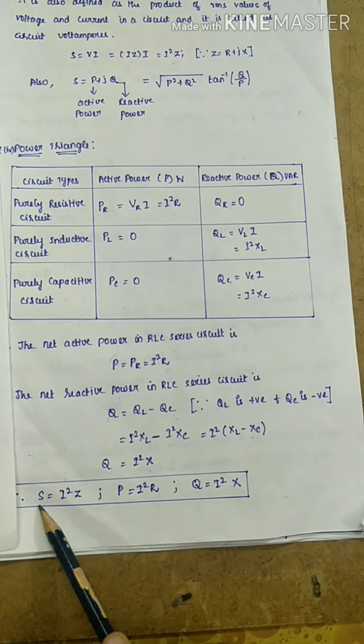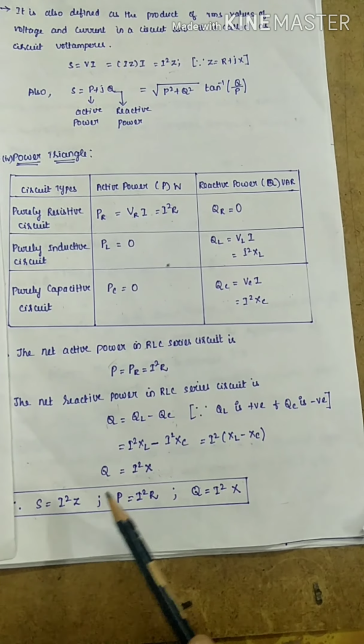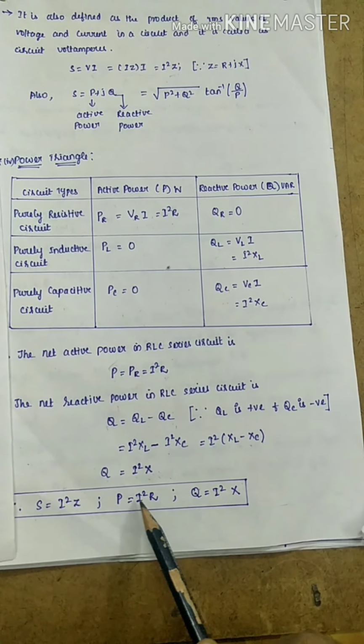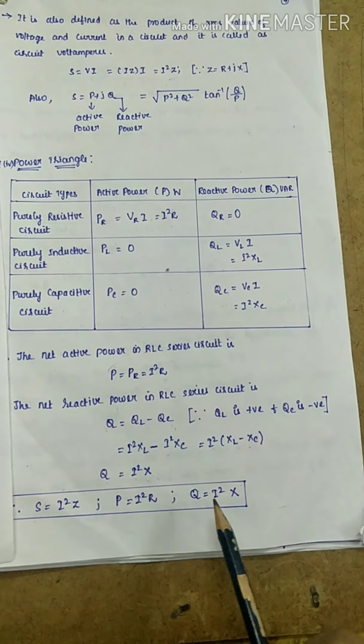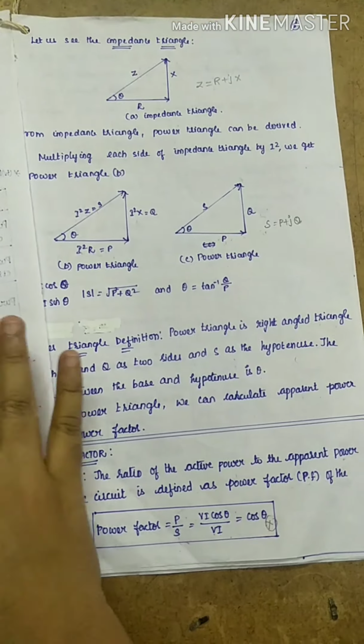Therefore, S is the apparent power. So apparent power, which is denoted in impedance, is I square Z. And active power is P is equal to I square R, reactive power is Q is equal to I square X. So now we are going to see what the power triangle is.